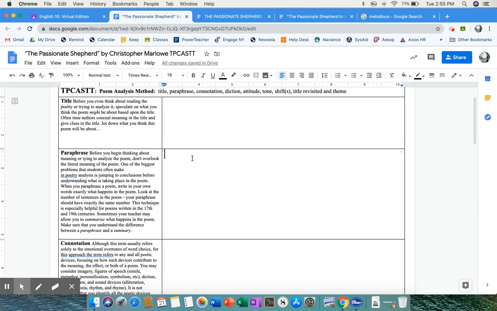Next is paraphrase. Paraphrasing is you're just trying to put it into your own words. One of the biggest problems that students often make in poetry analysis is jumping to conclusions before understanding what is taking place in the poem. All right, this right here is very important. The reason why I want you to paraphrase is because I don't want you to jump to a conclusion before analyzing everything that Christopher Marlowe has to say. So you're going to write exactly what happens in the poem in your own words.